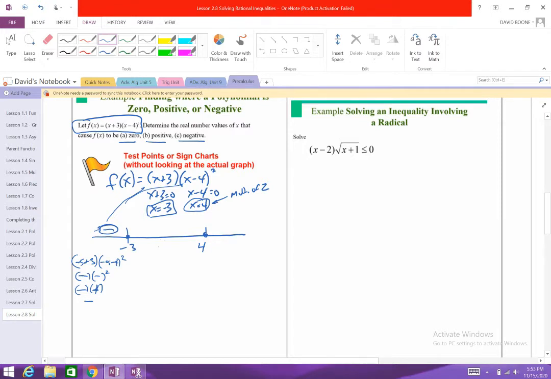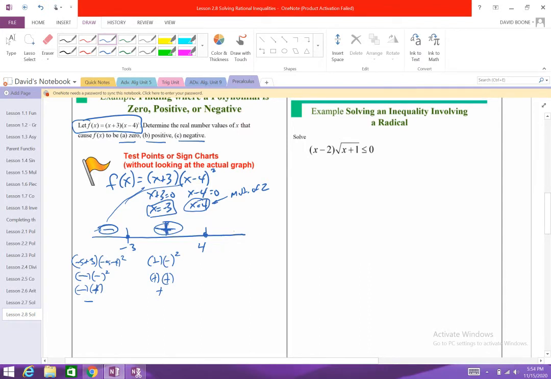Let's look at negative 3 to 4. An easy number to pick might be just the number 0. So if I put 0 into this equation, I get 0 plus 3, which is a positive number. 0 minus 4, which is a negative number, but I got to square that. Squaring a negative number makes it positive, so I got a positive times a positive. Every number in this area would be positive then.